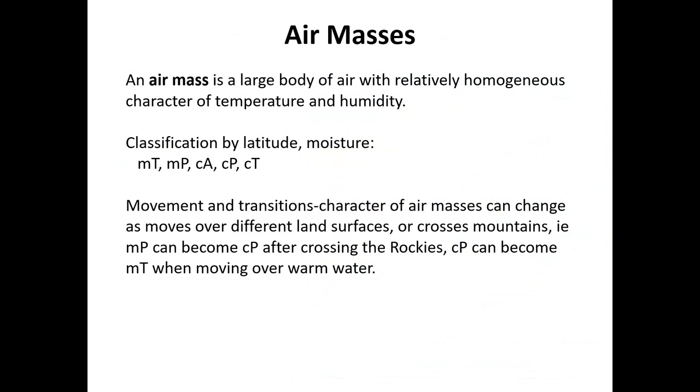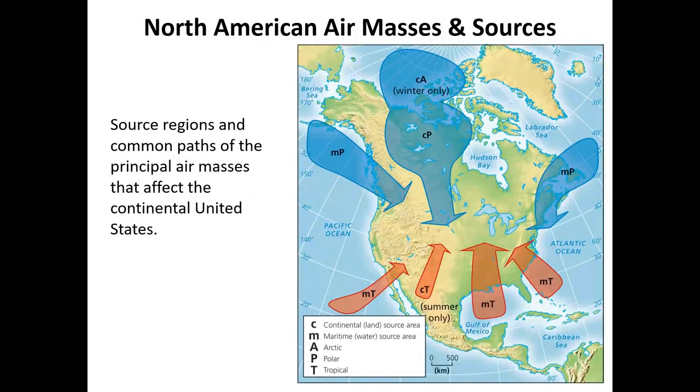Classifications for air mass are mT, mP, cA, cP, and cT. And M stands for marine, C stands for continental, and T stands for tropical, P is polar, and A is Arctic. So there are no maritime Arctic air masses, but there are these other kinds of air masses. So here's a picture of air masses in North America and where they often come from.